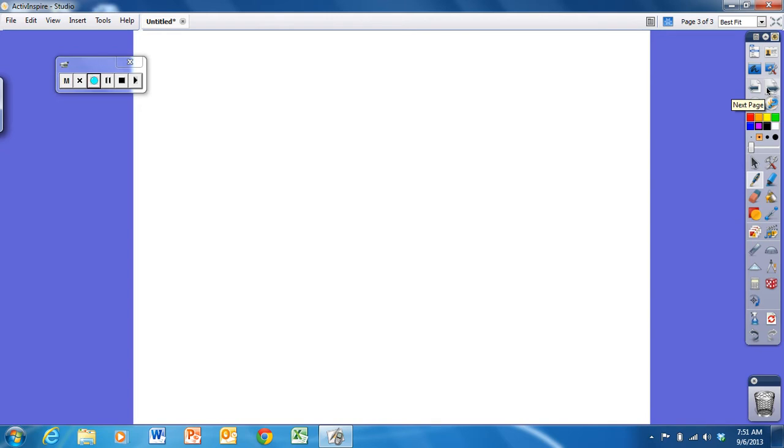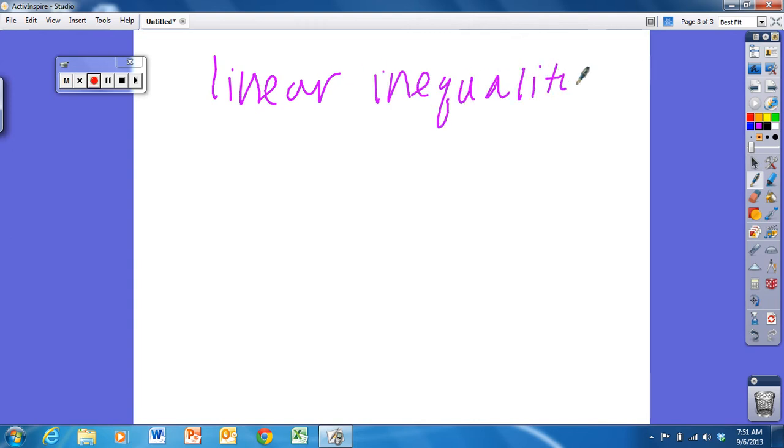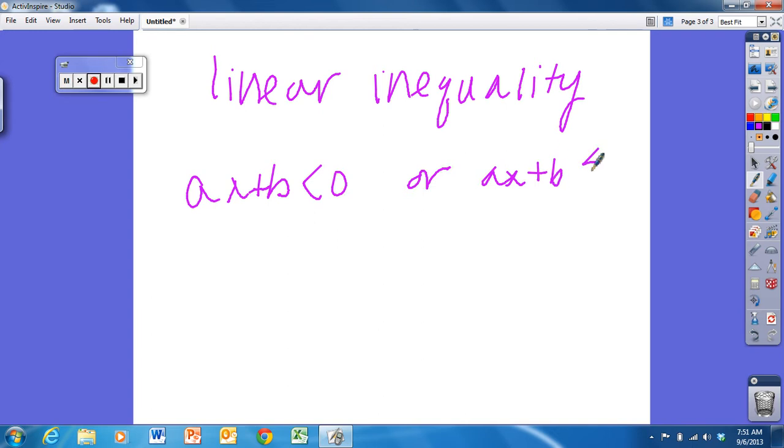We're also going to talk about linear inequalities. And a linear inequality just means there are infinitely many solutions, and they can be written in the form ax plus b is less than 0, or ax plus b is less than or equal to 0, and these could also be greater than 0 or greater than or equal to 0. Basically, again, if it's x to the first power and it's less than or equal to, it's a linear inequality.